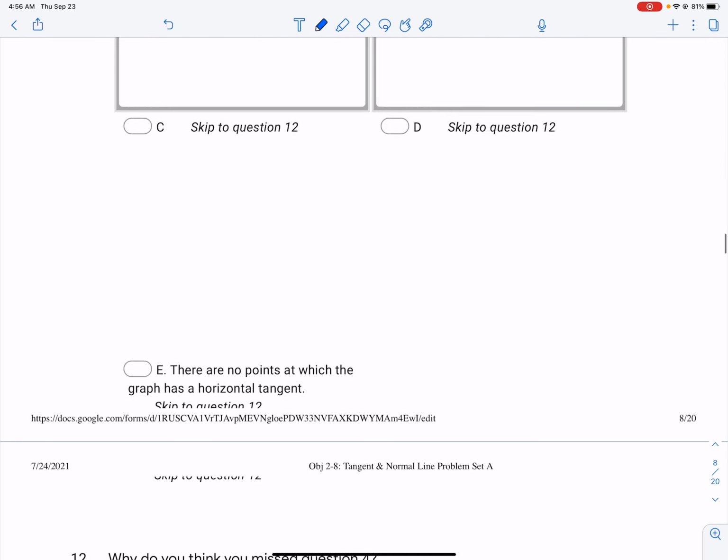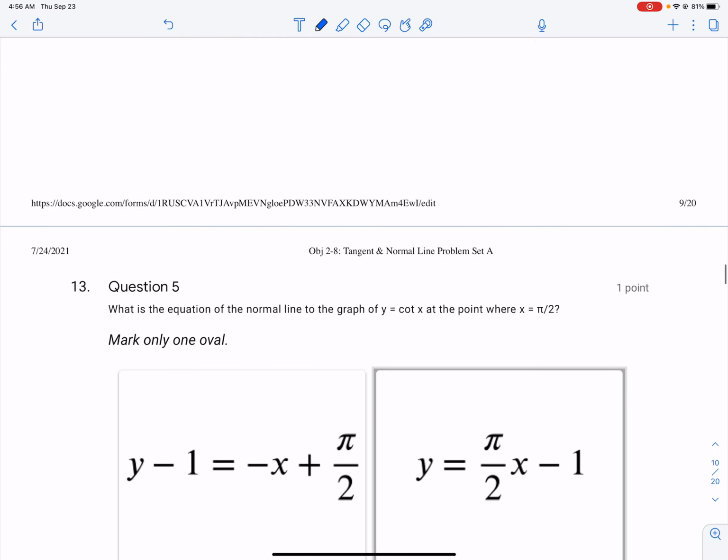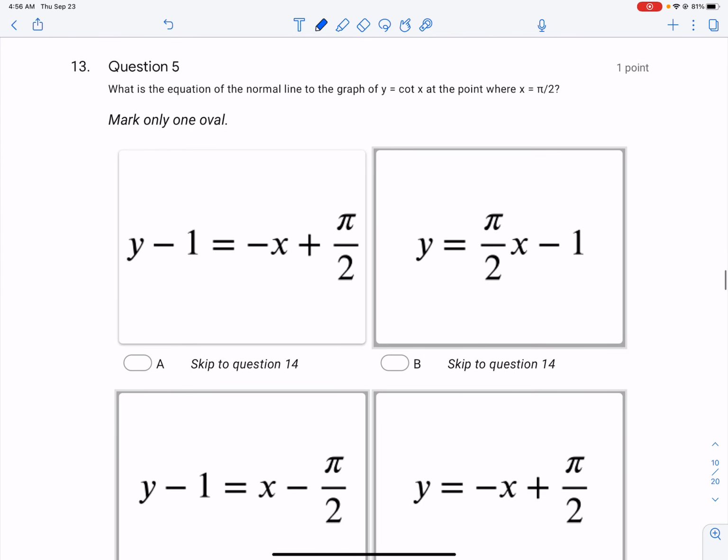All right, moving right along. That's question 4. Here's question 5. Write the equation of the normal line of cotangent. So y prime is equal to negative cosecant squared of x. And I want this at pi over 2. The cotangent of pi over 2 is the cosine of pi over 2 divided by the sine of pi over 2, which is 0. So my y is equal to 0 when x is pi over 2.